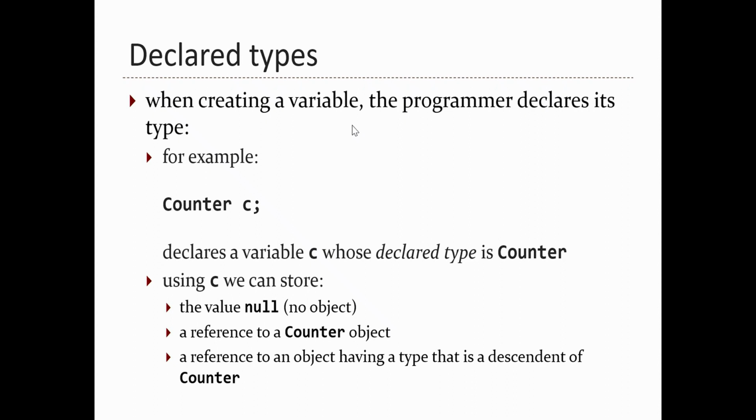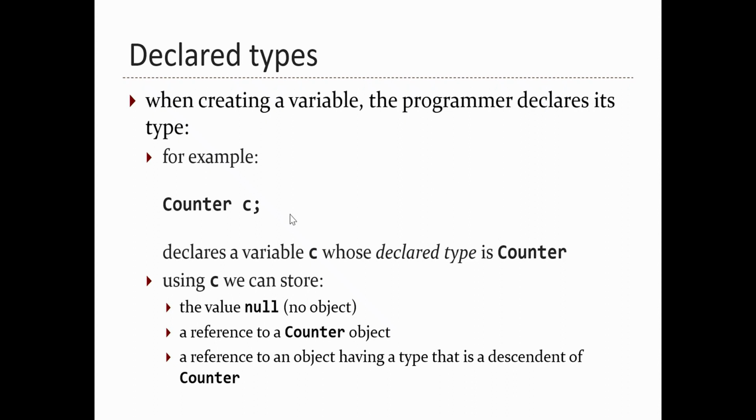Okay. So when you declare a variable in Java, like this, Counter c, what you're saying is that the type of c, its declared type, is Counter. So Counter c declares a variable c whose declared type is Counter. So what does that mean?